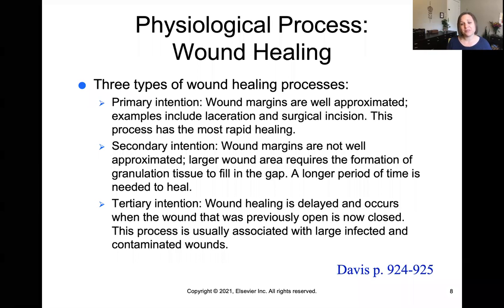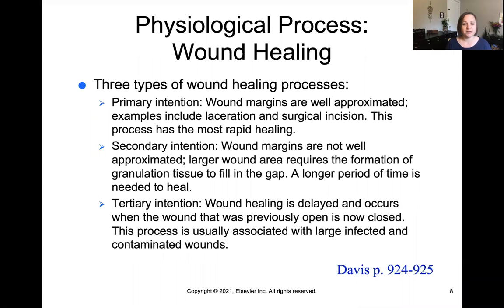Now, in terms of wound healing, there's 3 types of wound healing processes that the body can use. Primary intention means there was a cut, but those edges are close together, and it's easy for the wound edges to be approximated, meaning they're close together, and it's easy to just create a small amount of healing between those 2 edges to create a nice clean healing process.